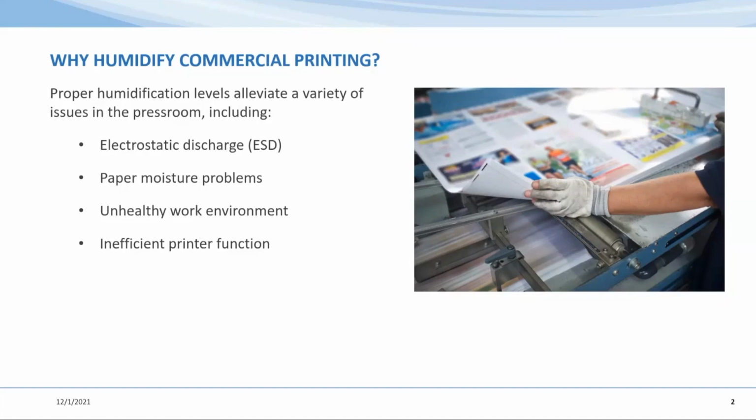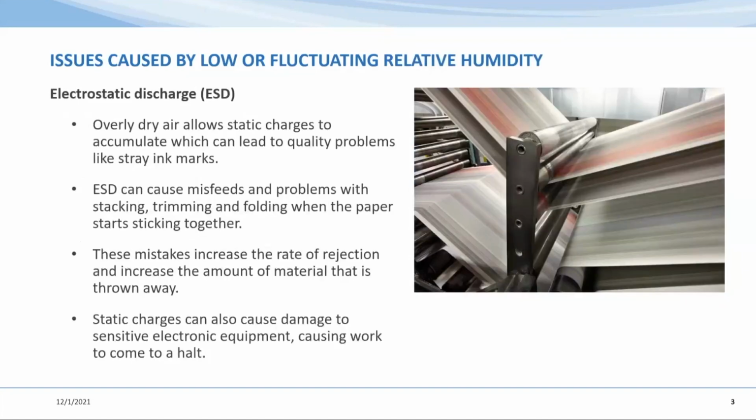In this industry, there's probably about 25,000 companies in the US with a combined annual revenue of $81 billion. So this really helps the bottom line of making sure that high quality products are being put out, and that will help drive costs down as well as impact the final product price. So what are the issues in a little bit more detail around fluctuating or low relative humidity?